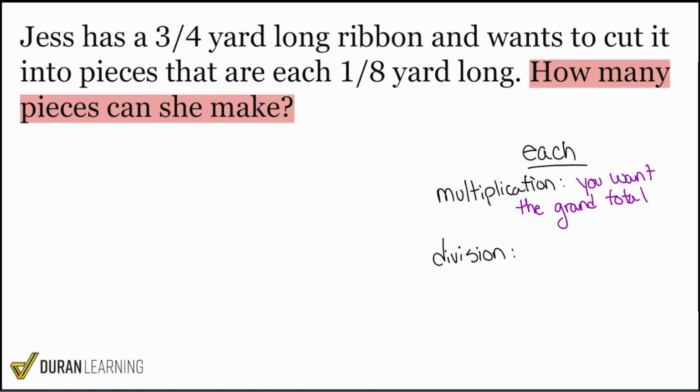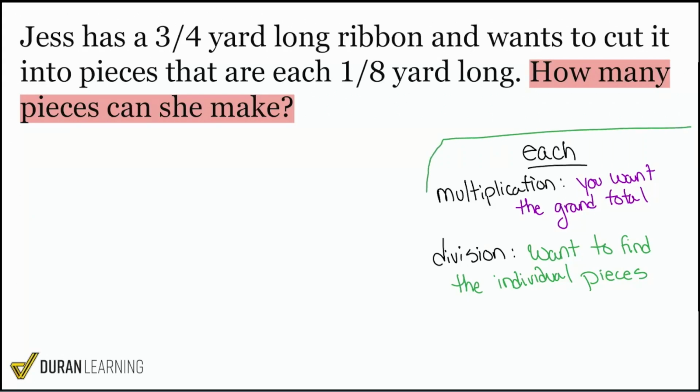Division, when you're trying to find pieces, when you want to find individual pieces, that's when you use division. For anybody out there, does that help you out? Does that make a little more sense than it did before? With the word each, when you want the grand total, you multiply the pieces you have. When you want to find the individual pieces, you divide to get down there. Excellent.